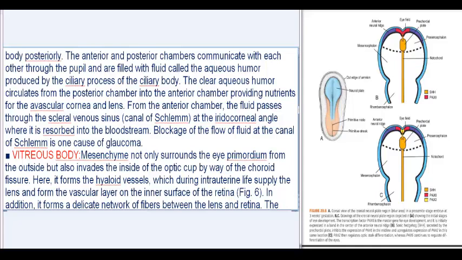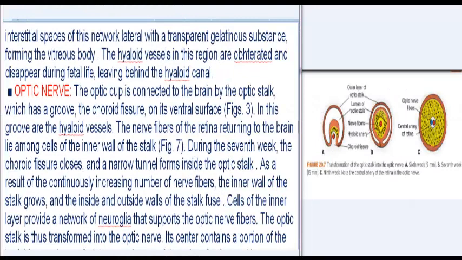In addition, it forms a delicate network of fibers between the lens and retina. The interstitial spaces of this network are filled with a transparent gelatinous substance, forming the vitreous body. The hyaloid vessels in this region are obliterated and disappear during fetal life, leaving behind the hyaloid canal.